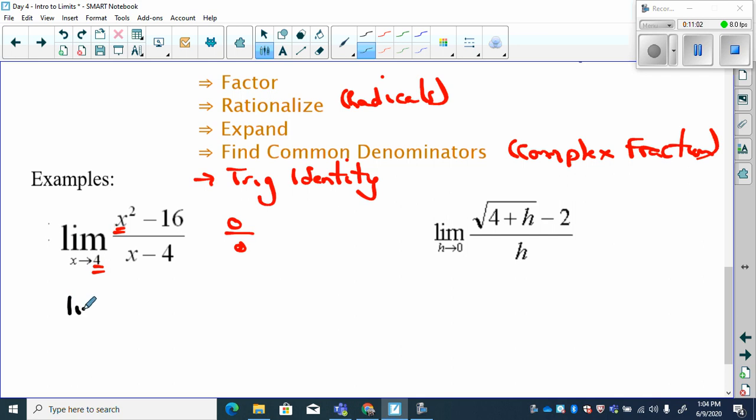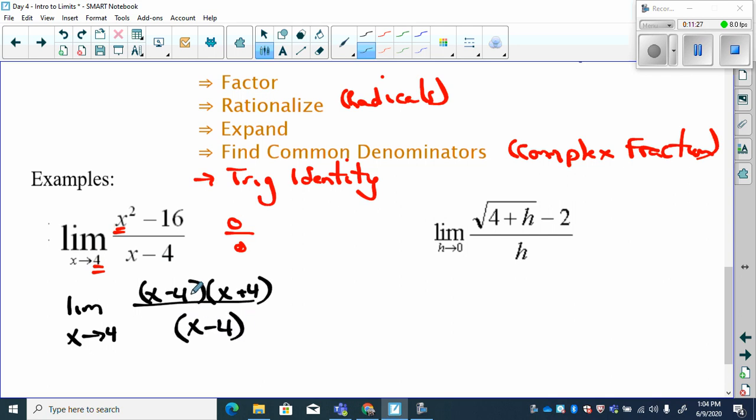So I would write the limit as x approaches 4. This is a common mistake too. A lot of people drop that limit notation right off the hop. Don't drop that until you actually go back to direct substitution. So how would you factor the numerator? X squared minus 16. Well, that's x minus 4 times x plus 4. That's a simple difference of squares.